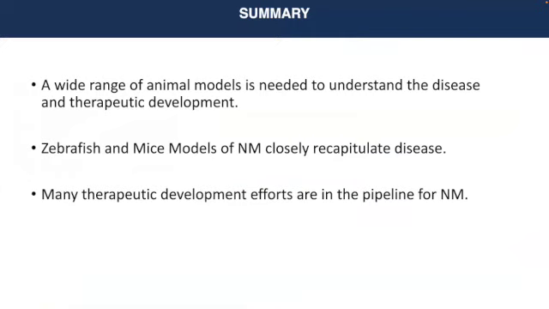So to summarize this work, researchers have developed a number of animals to understand Nemaline myopathy, and this wide range of animal models is needed to understand the disease biology and for developing different kinds of therapies. I think Nemaline myopathy is one of the good fields where zebrafish and mouse models actually recapitulate the disease biology, and that's why they're wonderful model systems to develop therapies in the next steps. Finally, many therapeutic development efforts are in the pipeline in Nemaline myopathy in a lot of different labs, so hopefully you'll be hearing about them soon.